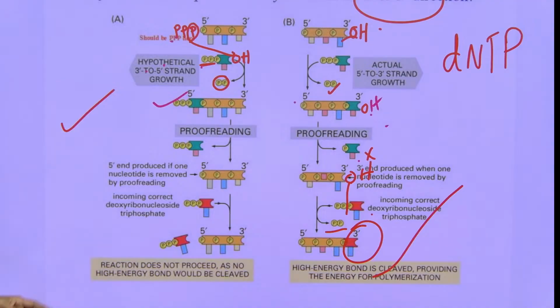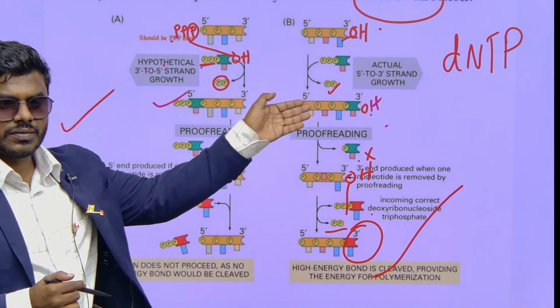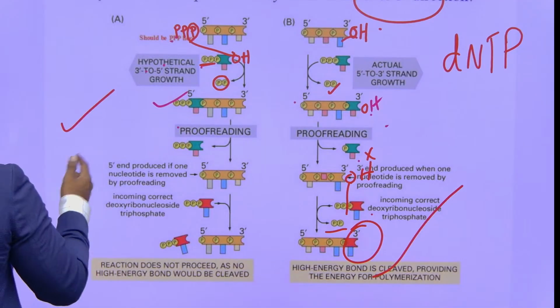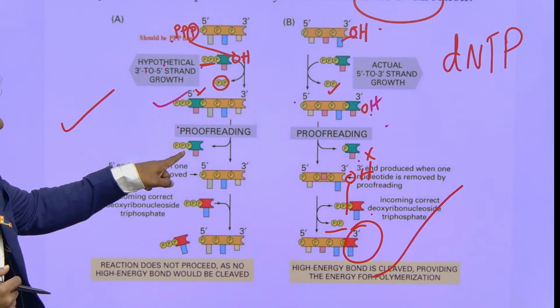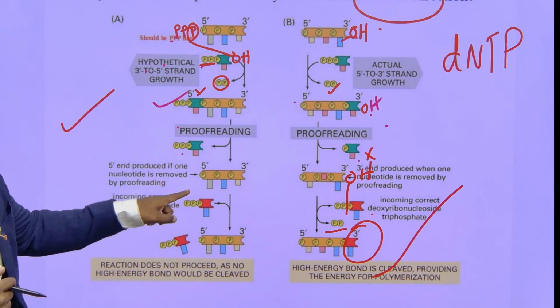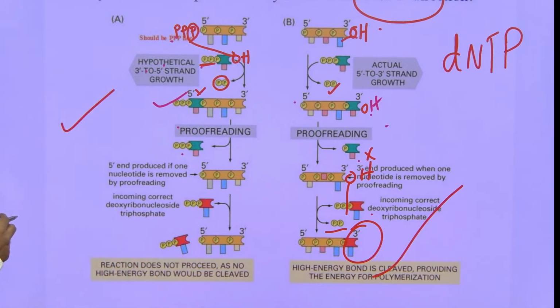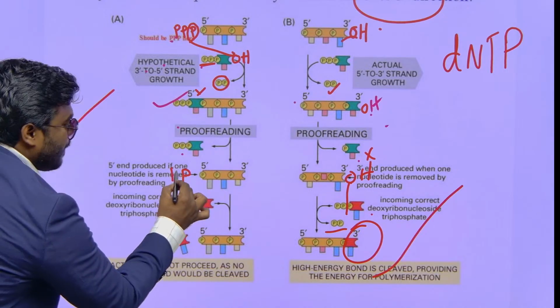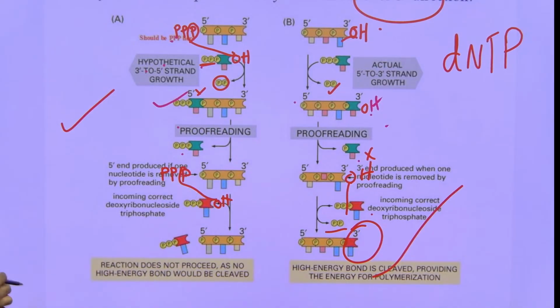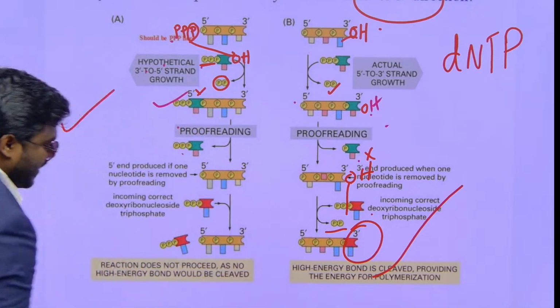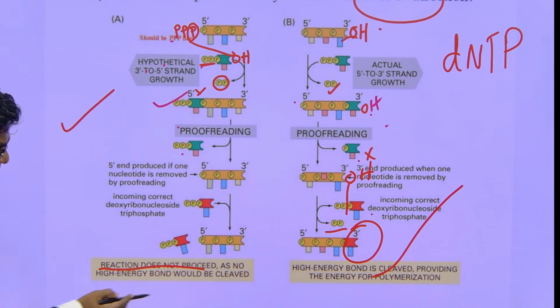Correct na? Now again I am doing the proofreading. This side I am doing now because it is backtrack. Now during proofreading I have removed this. Correct na? Now I want to add one more nucleotide here. Correct na? Now can I add the nucleotide here? Is it possible? Tell me why. Very good. It should contain how many phosphates? 3 phosphates it should contain. Then only this OH group can go and cut this. Then only it can incorporate over there. Correct na? So what we can understand here is that the reaction does not proceed as no high energy bond would be cleaved.